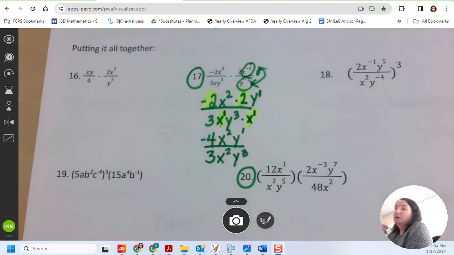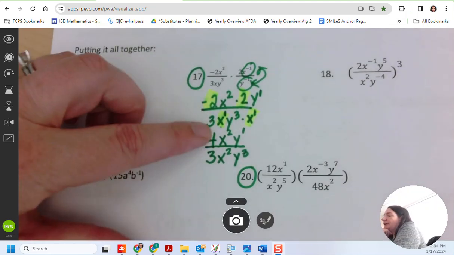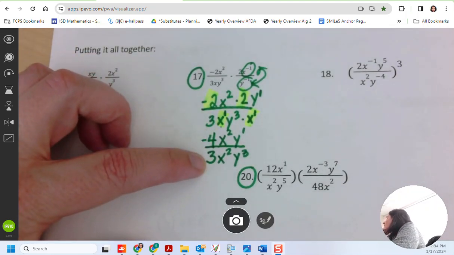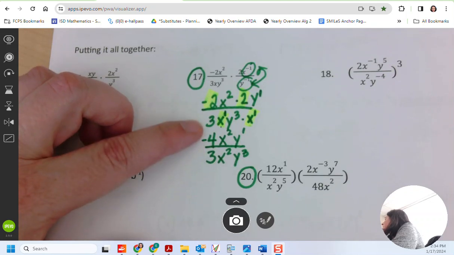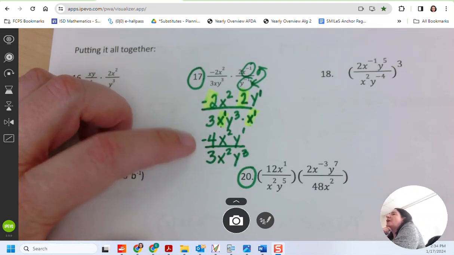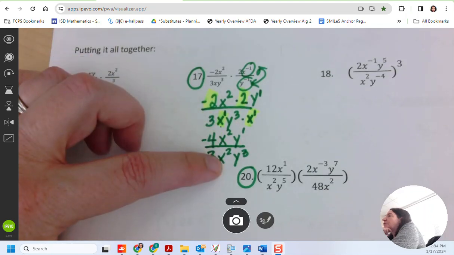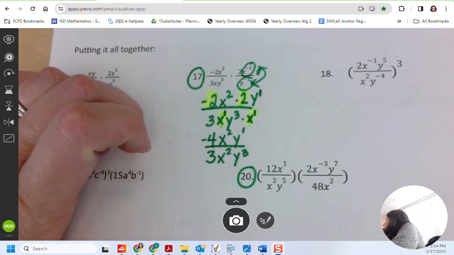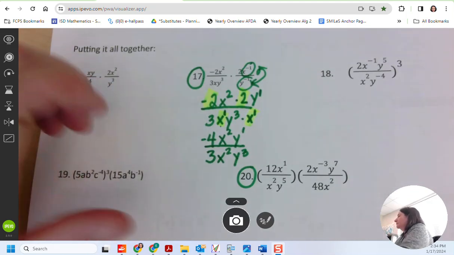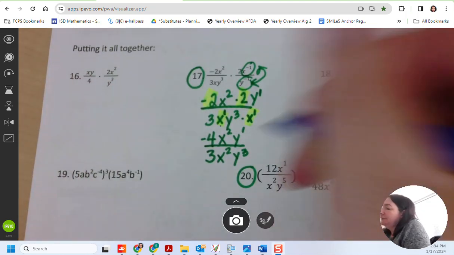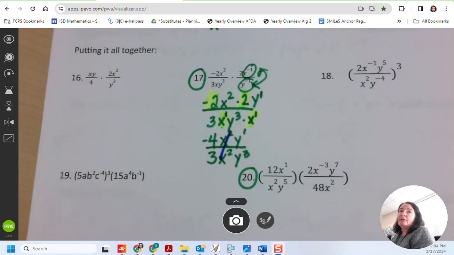Okay, so now let's look. Our numbers are negative 4 over 3. Does that simplify at all? Negative 4/3 is a simplified fraction. They don't have any common factors, so I'm going to leave that be. What about x squared divided by x squared? What does that do? Cancels out, right? Because it's exactly the same. So cancel that one out.